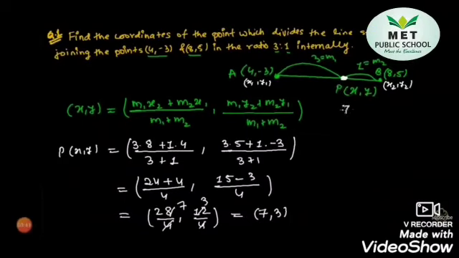So let us see the complete question. Therefore the point P(x, y) is (7, 3).